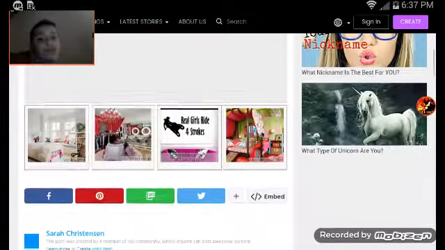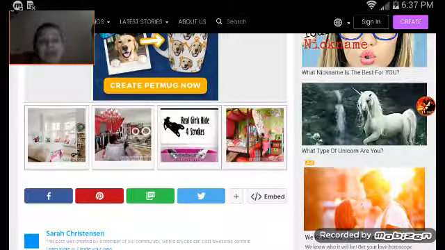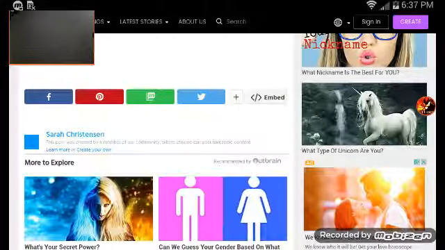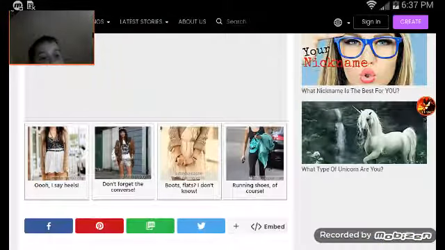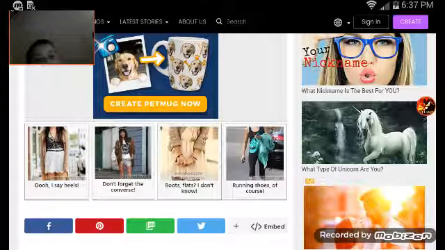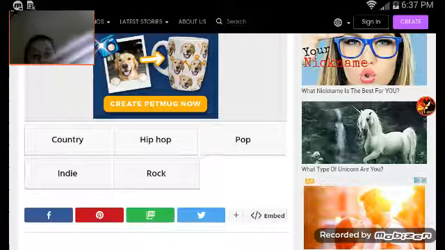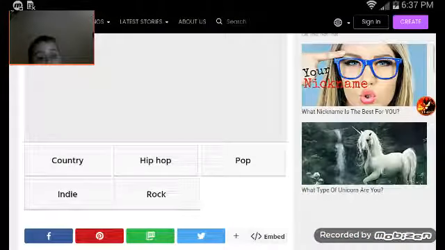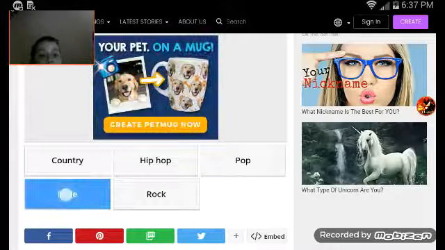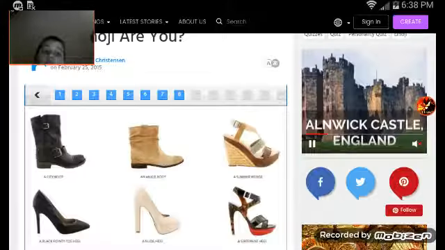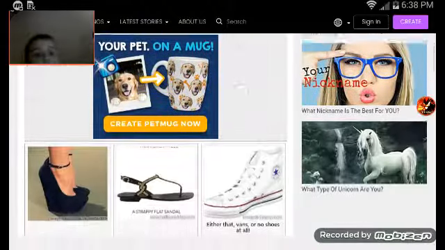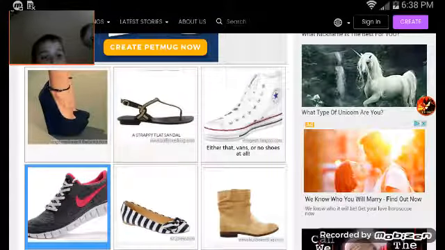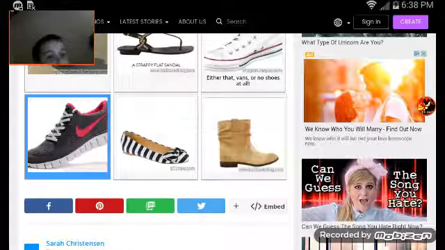Alright, what image matches your room most? This. My room is literally a blank, messy canvas. Torn up. I think that would be. Your daily outfit usually looks like... So, this is supposed to be for girls. It doesn't matter. I'm always wearing running shoes. Yeah, me too. All right. What is my favorite music genre? Indie, retro. Mine is rock and country. Which one did you choose? Rock. You like rock more than country. All right. What shoes are most likely to be found wearing? I don't know. These. Those are the only ones I choose.